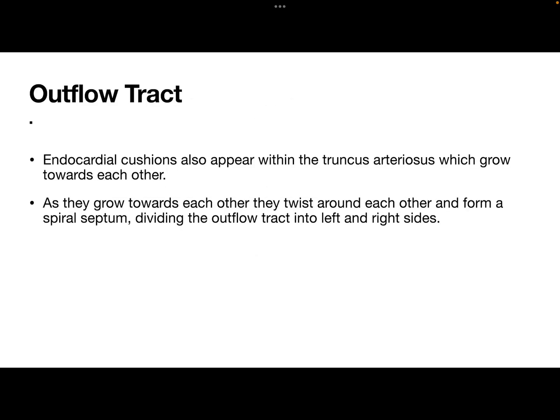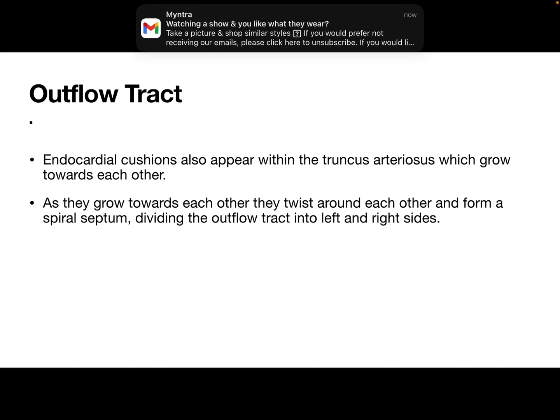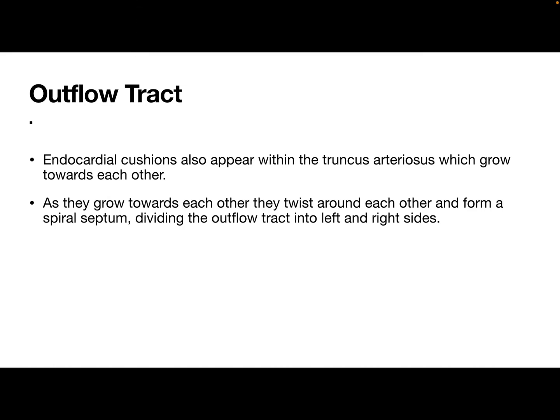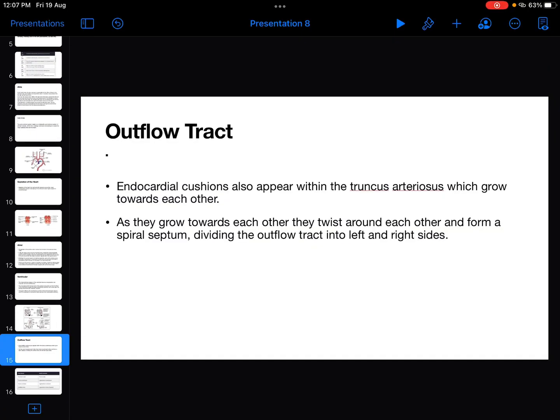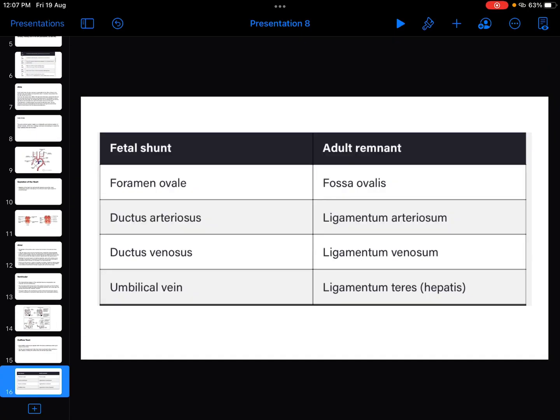The outflow tract endocardial cushions also appear within the truncus arteriosus, which grow towards each other. As they grow towards each other, they twist around each other and form a spiral septum, dividing the outflow tract into the left and right sides. And this is the fetal shunt and adult remnant description.